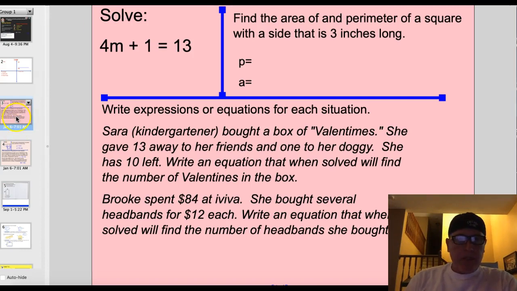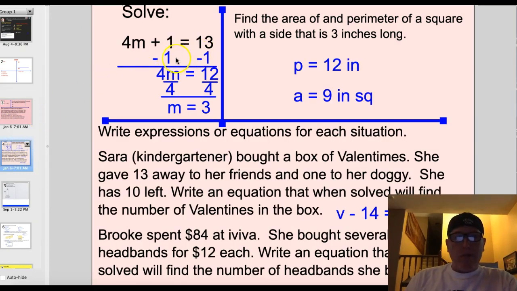All right. The old 4m plus 1 equals 13. Well, that's a two-step equation. We've got to get rid of this plus 1 first. We subtract 1 on both sides. We've got just 4m left, and now we have 12. This is multiply, so we divide to get rid of the 4's.